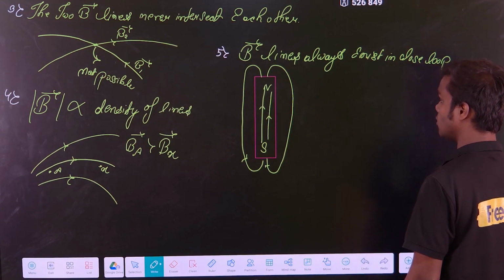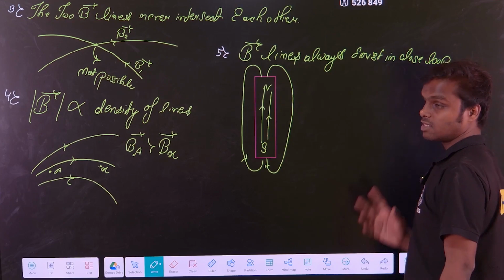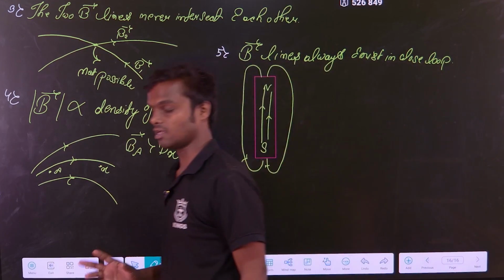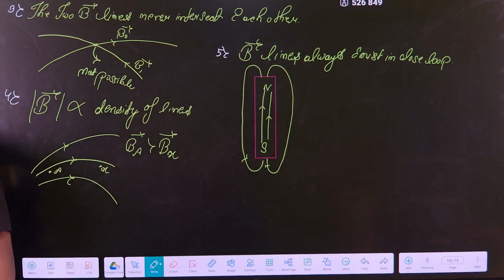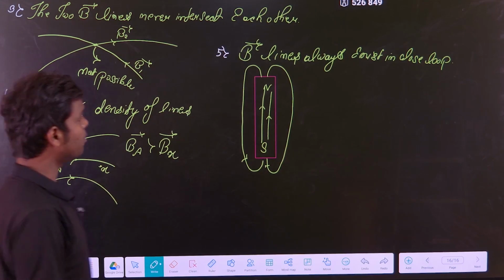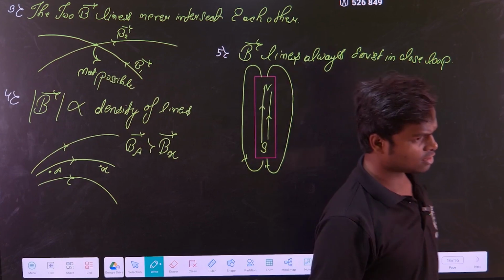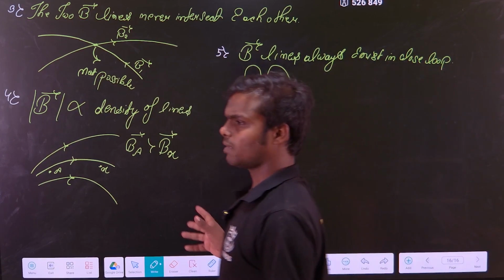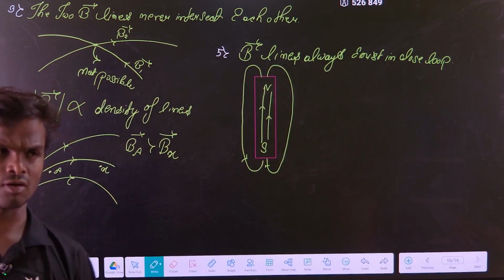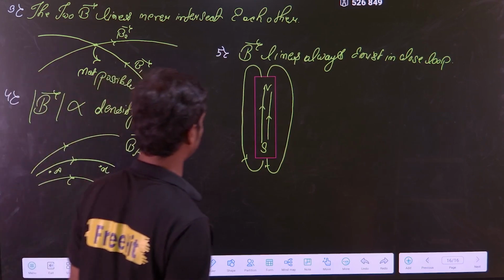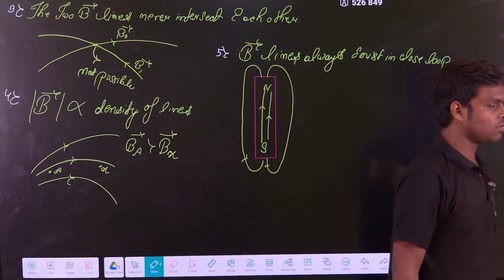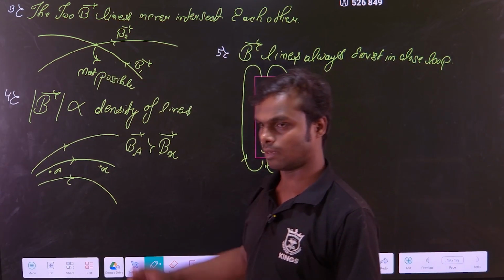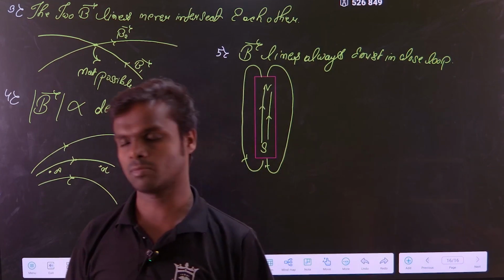Why? Because it is not a conservative force. That is why it forms a closed loop. Till here any doubt? So these are some important properties of magnetic field lines. There are some more properties also, but by using these properties you can solve almost all the questions. There is no need to go for other properties. If you remember these properties, that is more than enough.